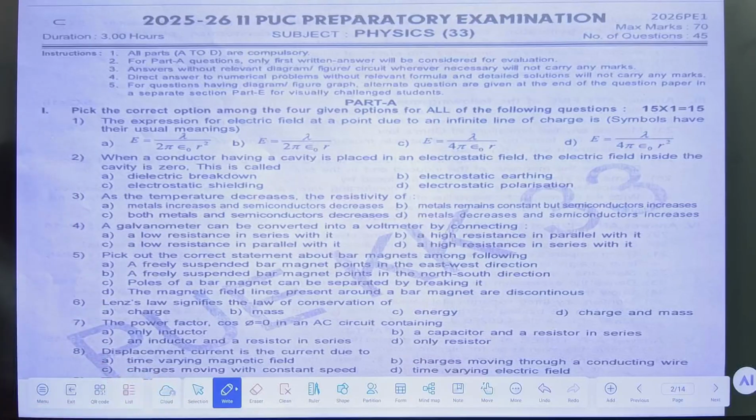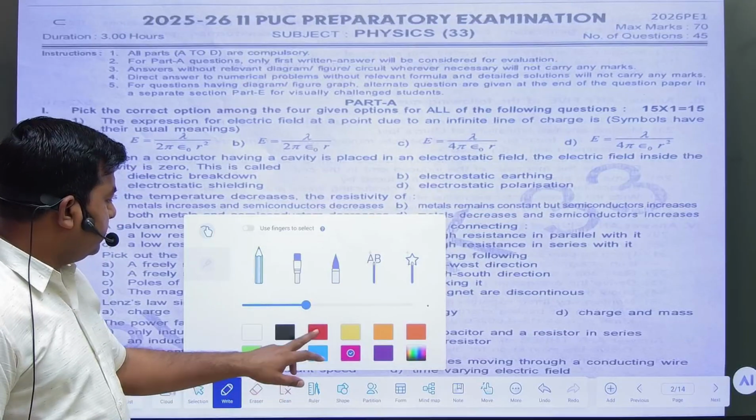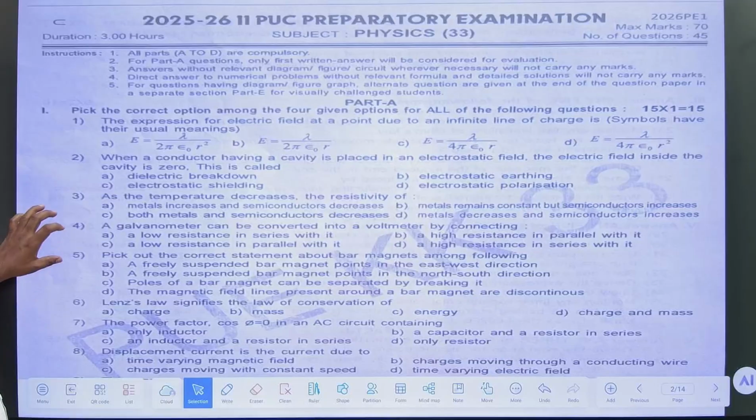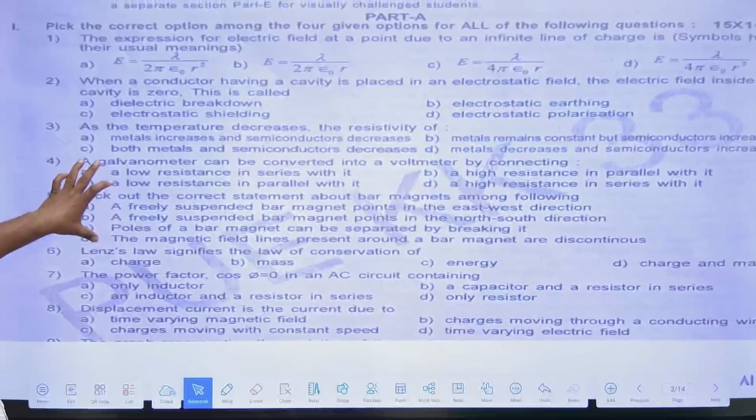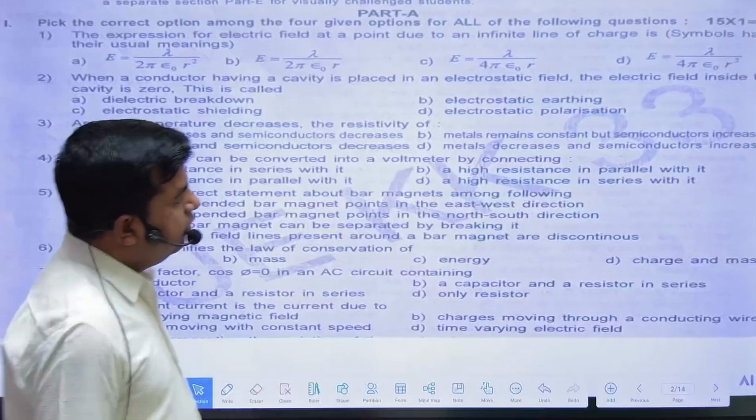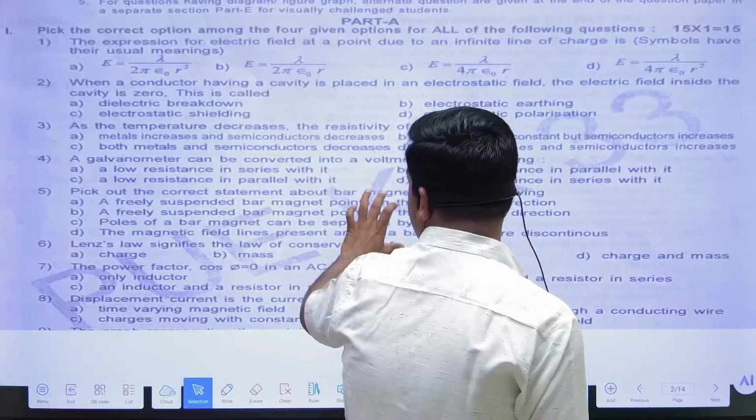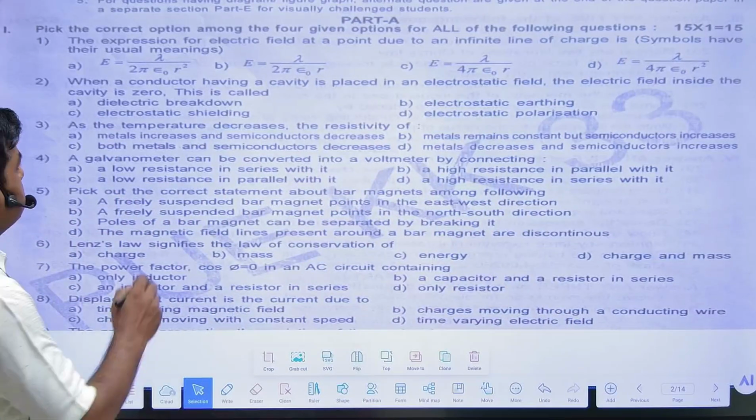You have to give the correct answer to all these questions. So first, we have to discuss question number 1. Today we will zoom in on all these questions so you can see clearly. So first question, question number 1.